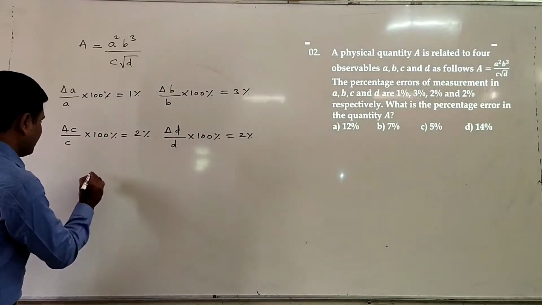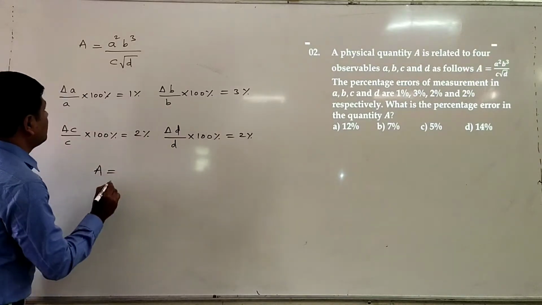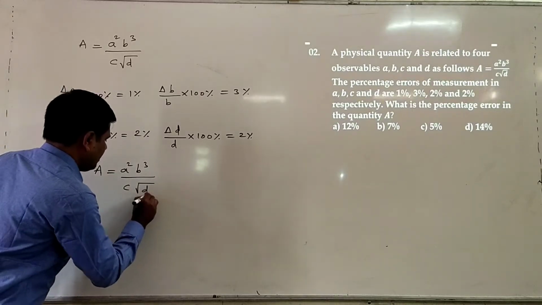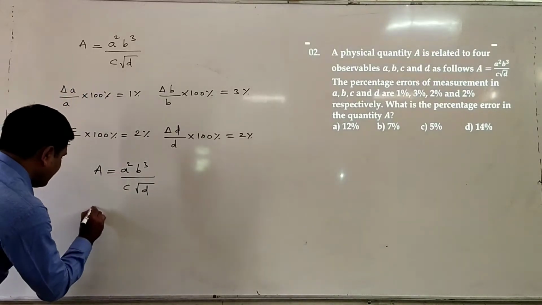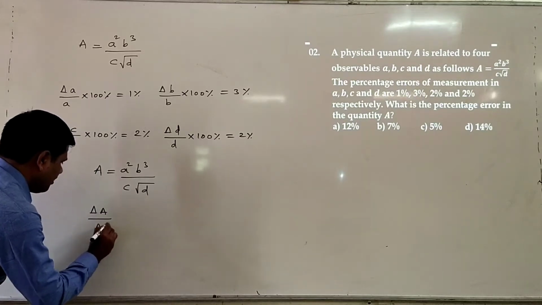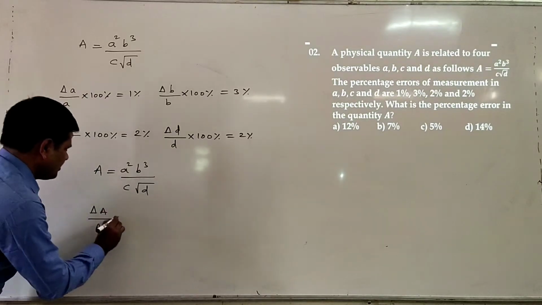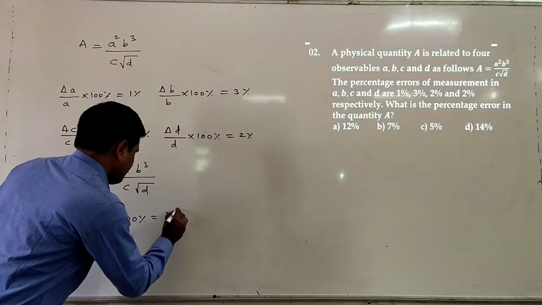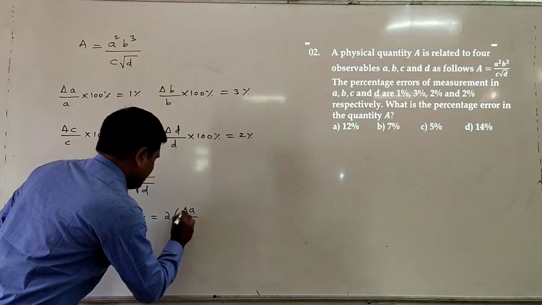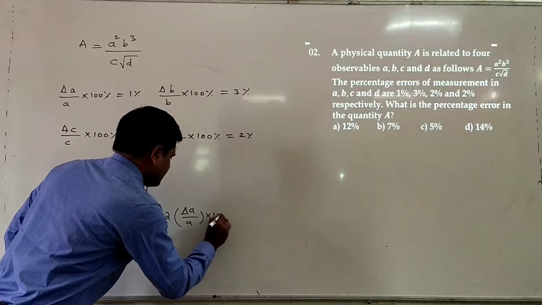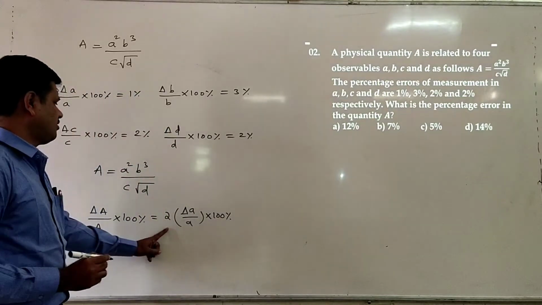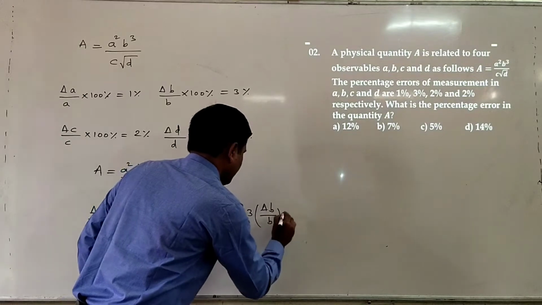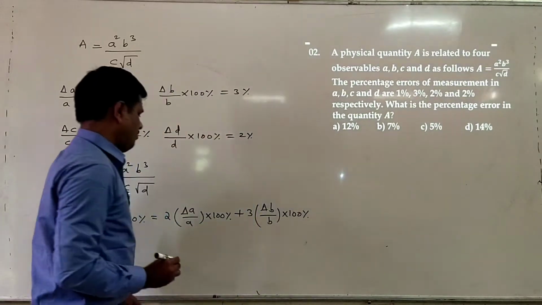The relation is given: A is equal to A square B cube by C under root of D. Now we find the error here. Delta A by A in percentage, 100%, can be written as: for A square, the percentage can be written as 2 into delta A by A into 100%. Here B cube is there, so 3 is coming here: 3 into delta B by B into 100%, plus.